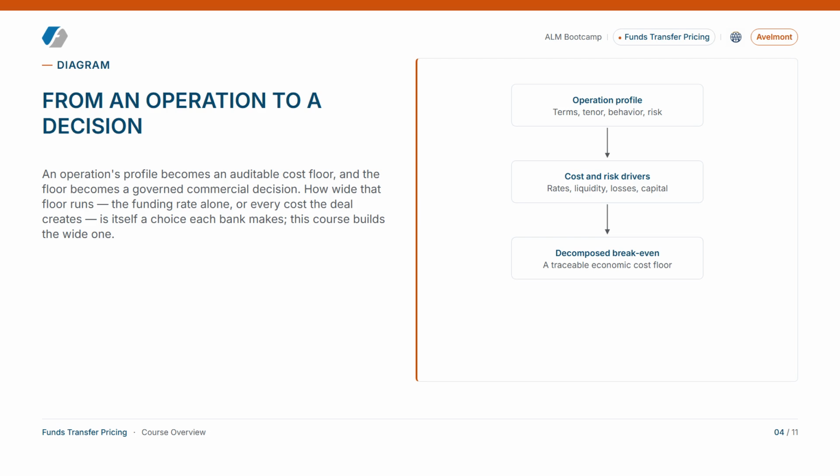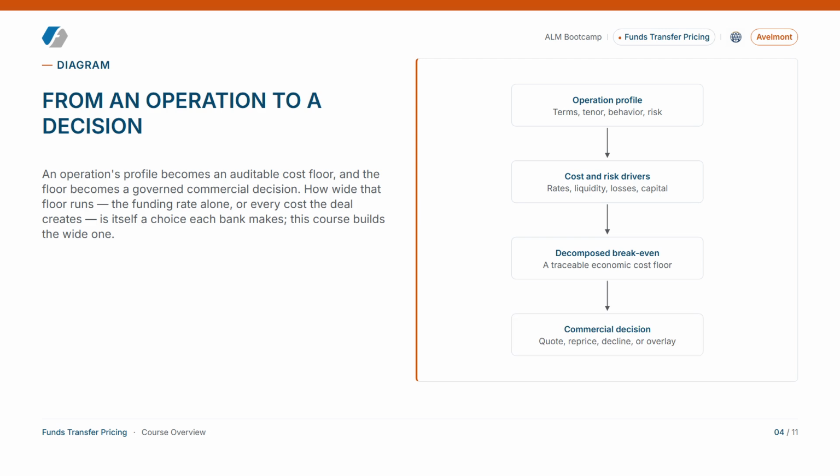And a word on how wide that runs, because those three letters mean different things at different banks. The common reading is narrow. FTP is the funding transfer rate, full stop. That one does the structural work, lifting rate and liquidity risk off the originating desk and parking it with Treasury. This course keeps that job and builds past it to what we'll call the all-in break-even price. The narrow rate isn't replaced. It sits inside the wide one, still working.